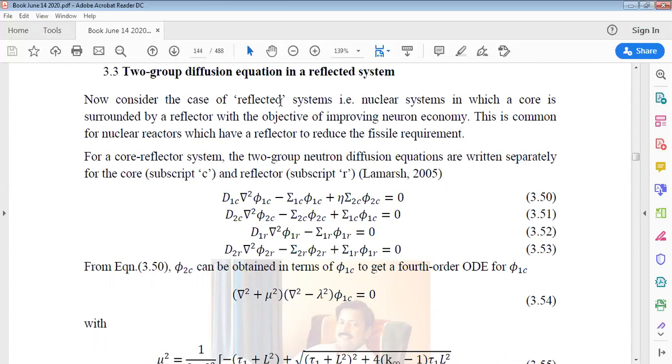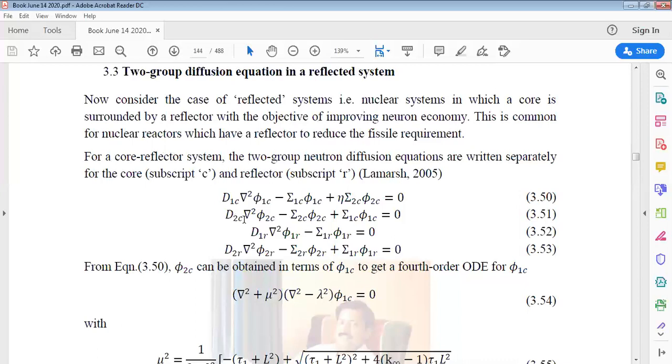If you surround it with a heavy absorber like iron, you won't get so many neutrons reflected back. And of course, iron is much heavier. The density of beryllium is much less than that of iron. So let's look at reflected systems. Nuclear reactors are reflected, and because you don't want to make them huge, you want to reduce the size. So for better neutron economy, we study core-reflector systems.